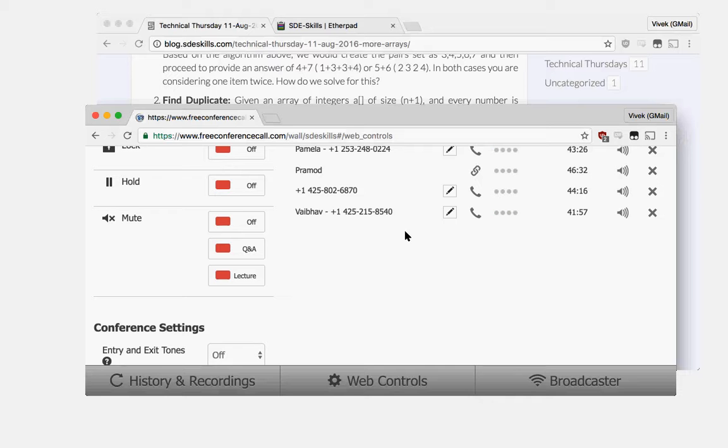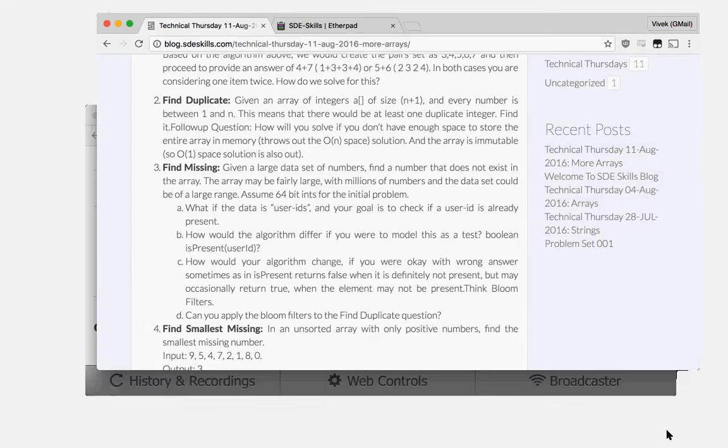Okay. So is the array sorted? No, otherwise it becomes easy.